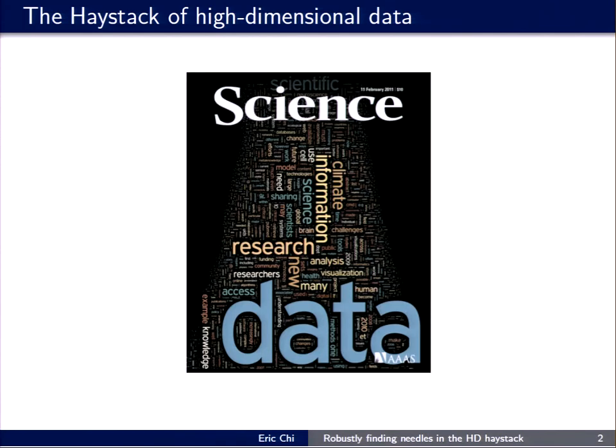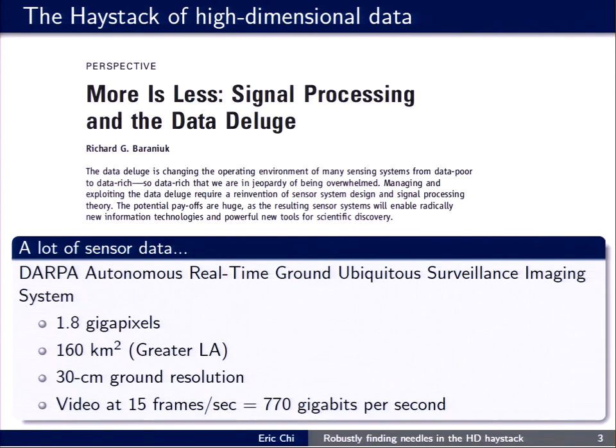Okay, so earlier this year there was a nice issue in Science devoted to discussing the very interesting challenges and problems and excitement of all the vast digital data that we're able to generate these days. And I just want to highlight a particular perspective piece written by Rich Baraniuk in the Electrical Engineering Department at Rice, entitled More is Less: Signal Processing and the Data Deluge. And Rich's focus there is mainly on sensor data and the plethora of sensor data that's being generated these days. And he gives several examples.